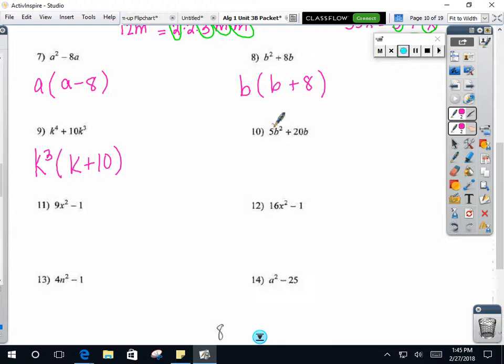Okay, and then for number 10, they both have at least 5 in common, because 5 will come out of 5 one time, it'll come out of 24 times, and they both have at least one b in common. That leaves b plus 4. Any questions about those two? Yes?